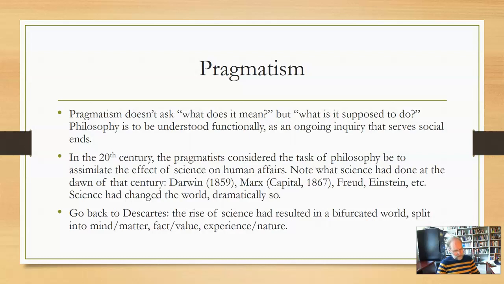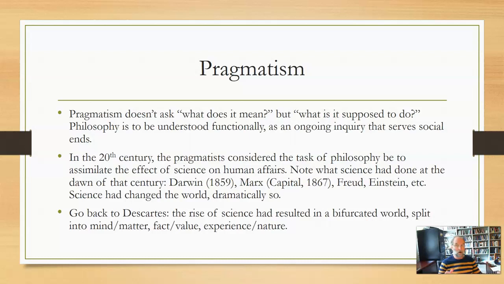Now, in the 20th century, the pragmatists conceived the task of philosophy to assimilate the effect of science on human affairs. Pragmatism is genetic, that is, it's historical in its orientation. Note what science had done at the dawn of the 20th century. Okay?